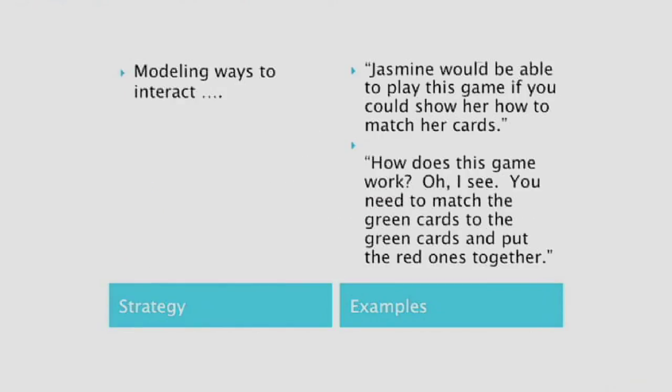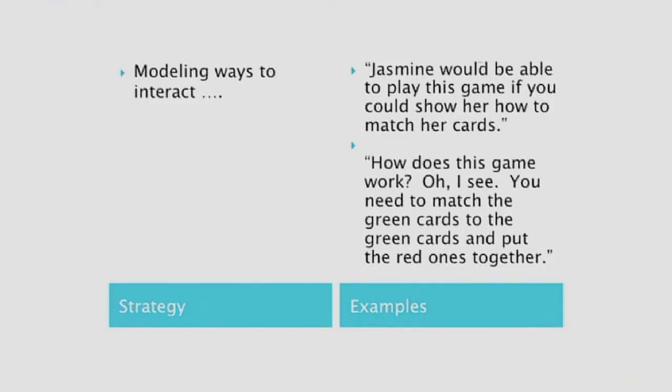So these are some of the strategies that we teach our peers. And these are facilitation strategies to promote interactions among students. So one is, for example, modeling ways to interact. A couple of examples here: we would tell the peer, Jasmine would be able to play this game if you could show her how to match her cards. So that would be a direct prompt that we would give to the peer to help her understand not only what Jasmine is thinking and what she's feeling, why she's having difficulty, but also what that peer could do to help Jasmine in that situation.